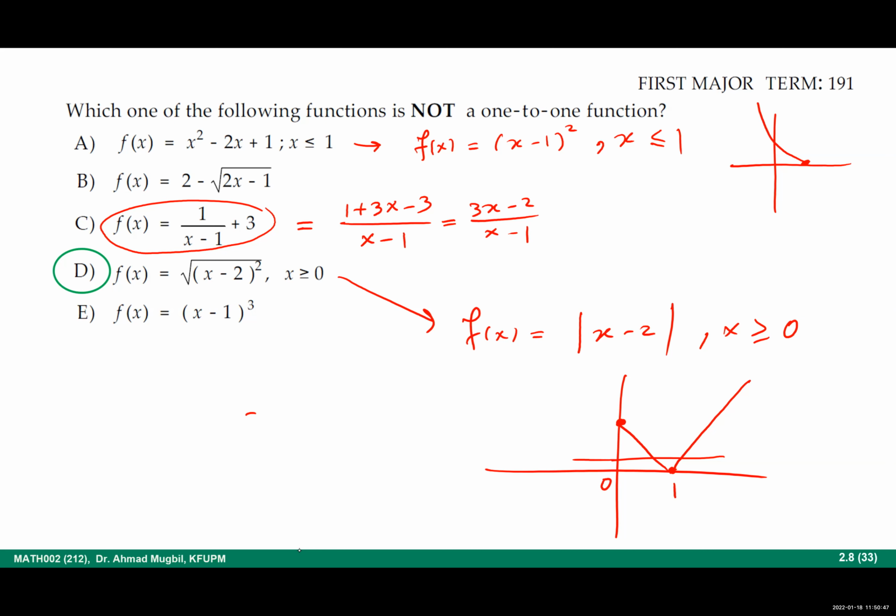Okay, so the horizontal line test is the best way to know if it is one-to-one or not.